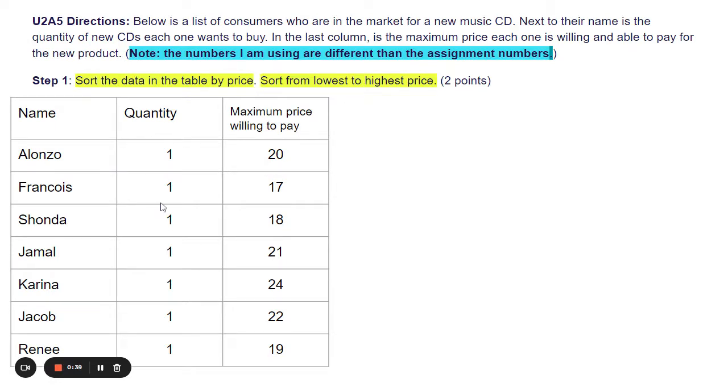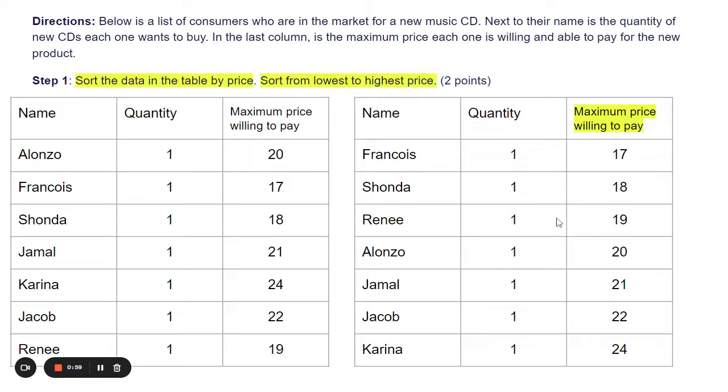In this particular assignment, our directions are such that we're to sort the data in the table by price from lowest to highest, and we're dealing with consumers who are in the market for new music CDs. So over in our graph, what we've done is sort from the maximum price that the consumers are willing to pay. So Francois is willing to pay $17 and Karina is willing to pay $24.